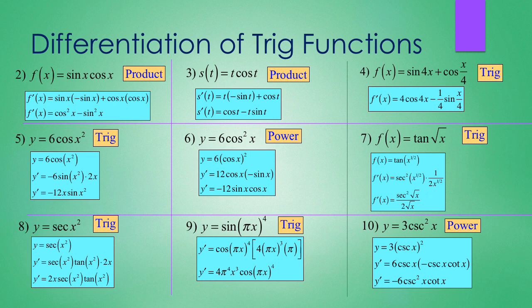Putting it all together, we have a 4. We have a pi cubed and a pi, that gives us a pi to the 4th. We have an x cubed, and finally a cosine of quantity pi x, quantity to the 4th.